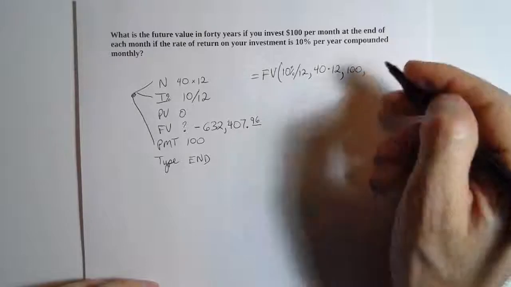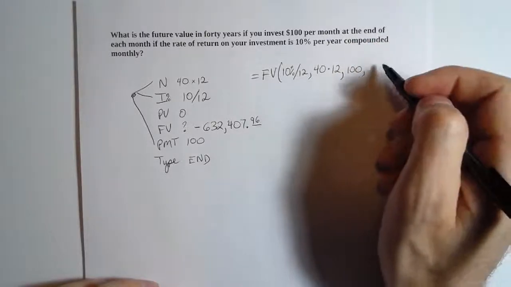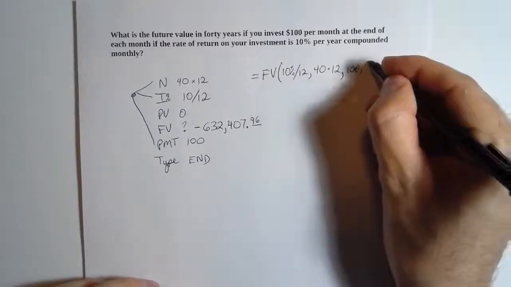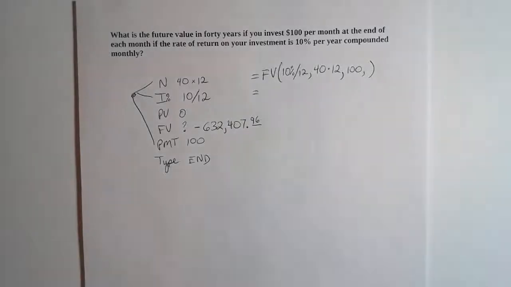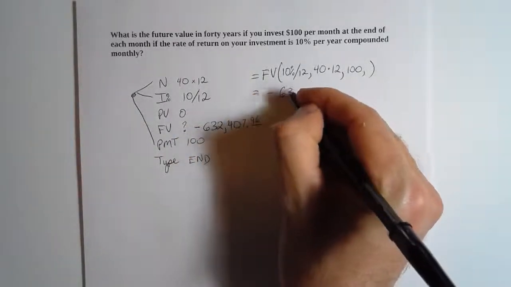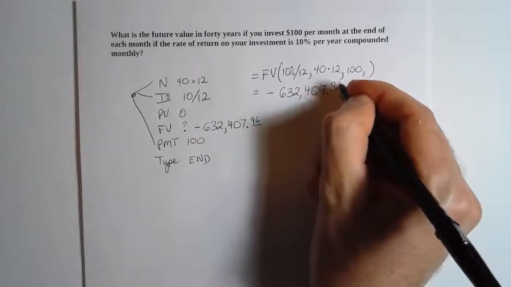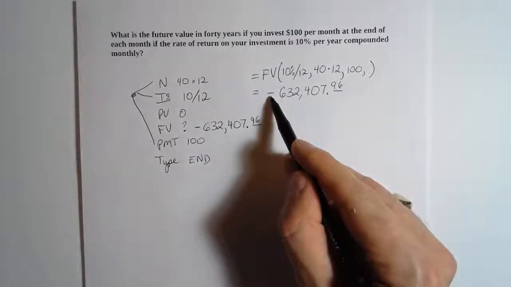Since we're dealing with the end of every month, we don't need to tell it what type of annuity, because it will assume that it is an ordinary annuity anyway. So we can just close our parentheses and work that out. If you try that, and I'll give you a moment to do so, lo and behold, what you wind up getting is negative $632,407.96.